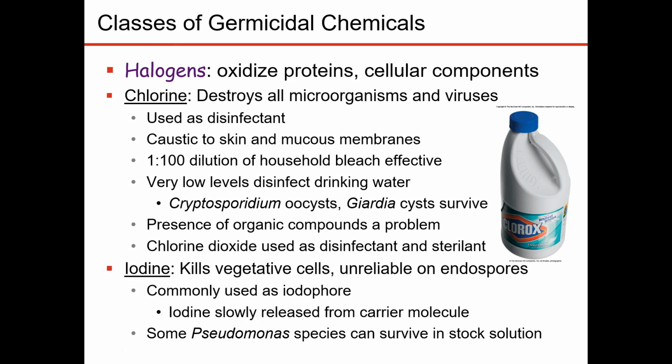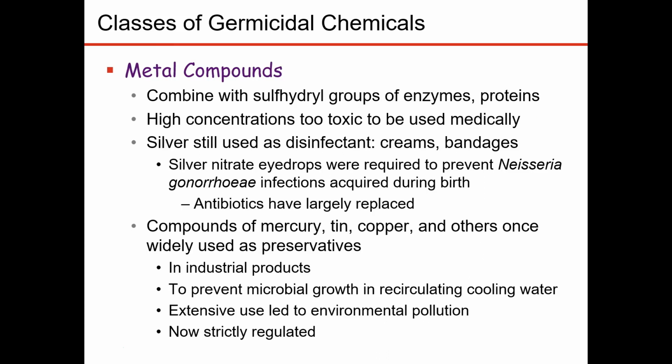Iodine used to be very common, nowadays still not used as readily. So both of these would be used as secondary, not typically just a primary cleaning agent. It's going to be used in conjunction with other things. Because as you can see there, Pseudomonas, Cryptosporidium, and Giardia can all survive in either iodine or chlorine, so it makes it pretty unreliable to use as a primary cleaning agent.